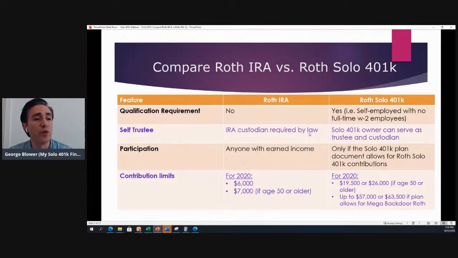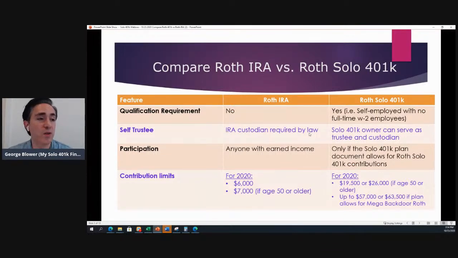Participation. Again, anyone with earned income can participate with the solo 401k. If you want to be able to make Roth solo 401k contributions, you have to have a solo 401k plan that allows you to do so. And of course, our plan does, and we've got a tremendous video library out there comparing other providers. Most of them really don't allow for Roth solo 401k contributions. And if you want to be able to go with Mega Backdoor Roth or do voluntary after-tax contributions, it's got to be with a plan like ours.